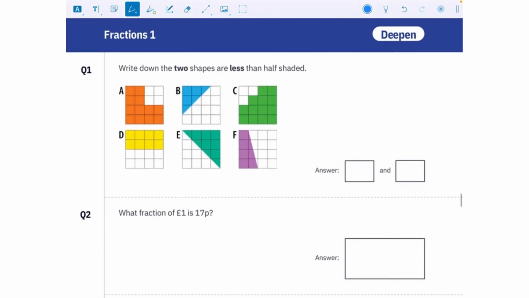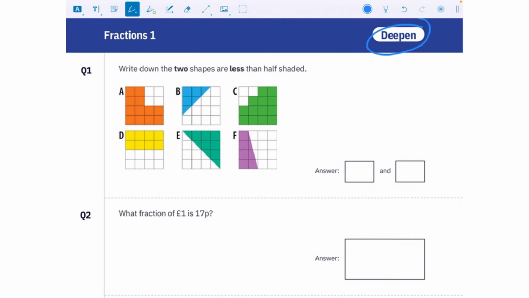Now, fractions 1 deepen, so the hardest questions here. Write down the two shapes that are less than half shaded. Less than half shaded. So we want the coloured in bit to be smaller than a half. So 8 squares out of 16 is half. So we want to be smaller than 8 shaded.